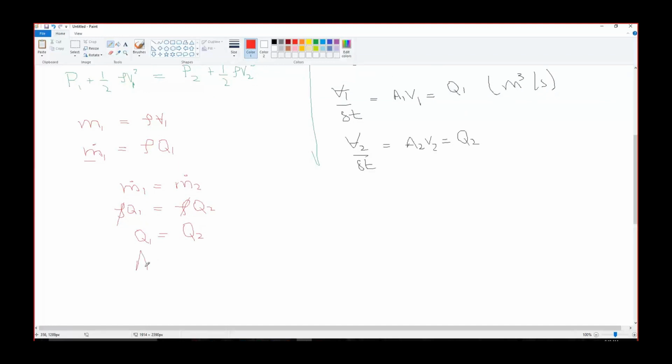This means A1 V1 equals A2 V2, or we can write V1 equal to A2 V2 by A1.